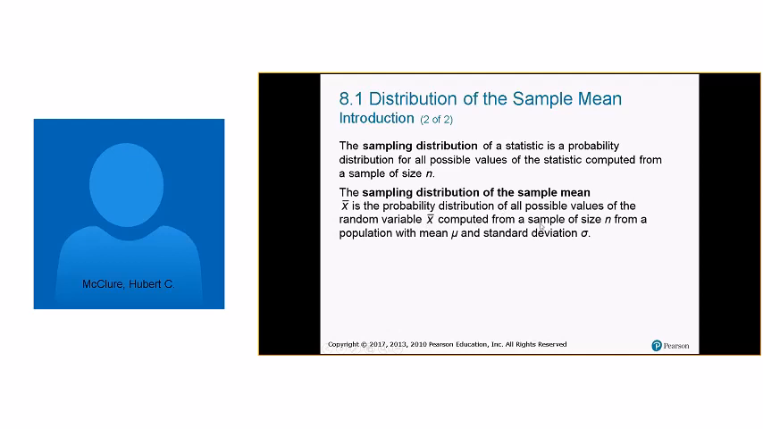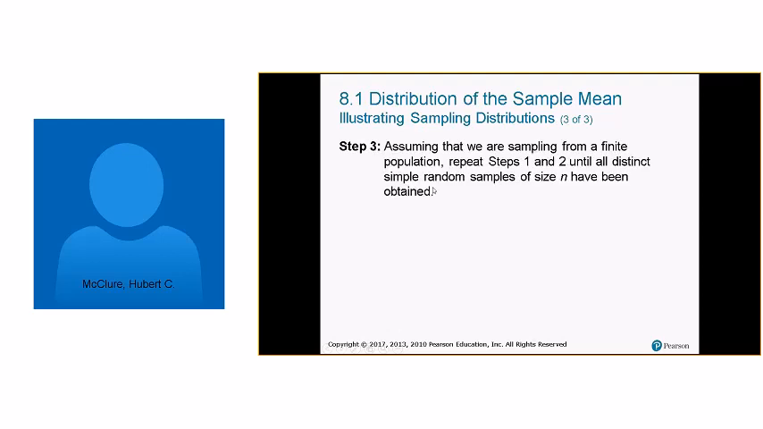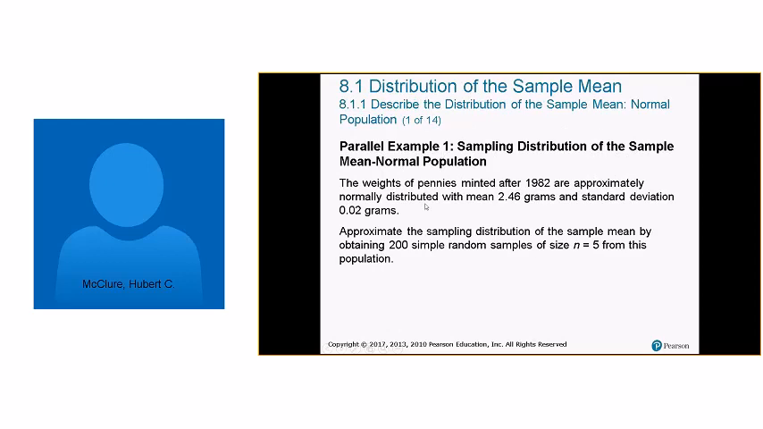Okay, they're going over stuff that we've already been over. So X bar computed from a sample size n from a population with mean and standard deviation. Compute the sample mean, assuming that we are sampling from a finite population until all distinct random samples of size. Okay, they're talking about doing that. Yeah, that's why I don't cover this very much.